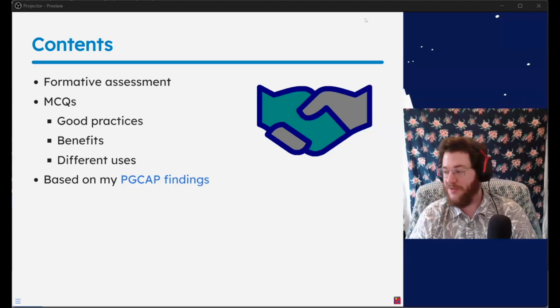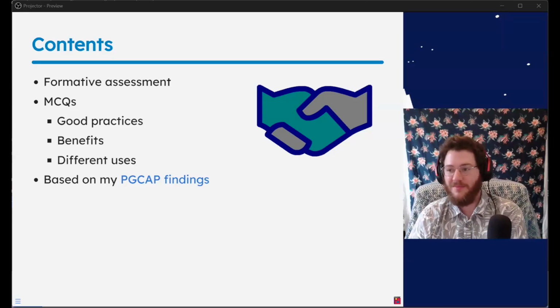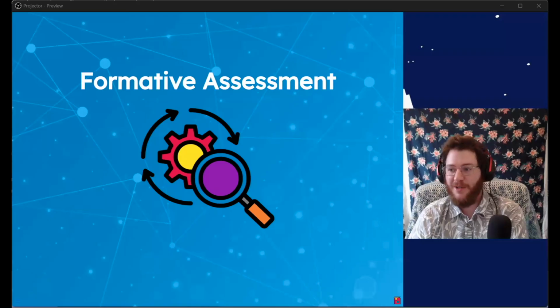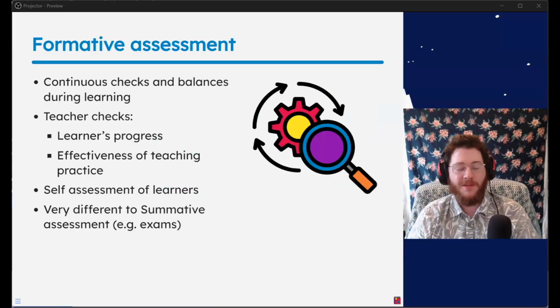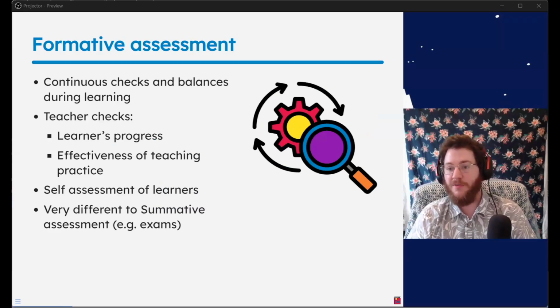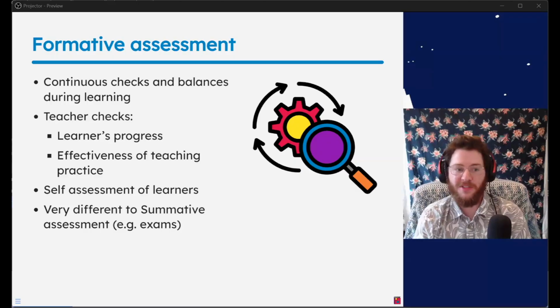And so MCQ stands for multiple choice questions. So let's talk about formative assessment. So formative assessment, this is a way to carry out continuous checks and balances during learning. And so it can allow teachers to check the learner's progress and therefore the effectiveness of their teaching practice. But primarily what we're going to focus on is the self-assessment of learners. And so it's very different to summative assessment, which is exams, essays, which is carried out after learning. So formative assessment is during learning, summative assessment is after learning.